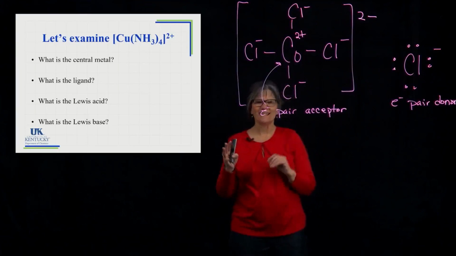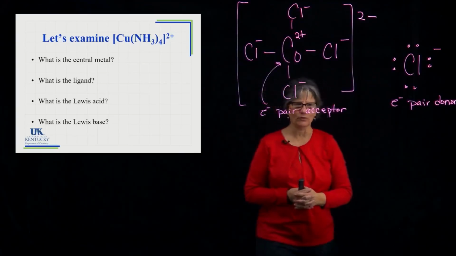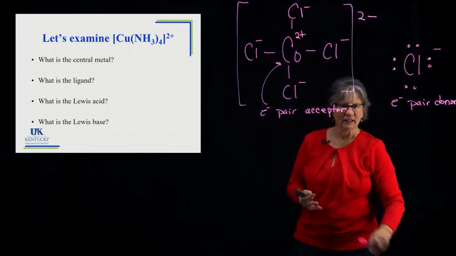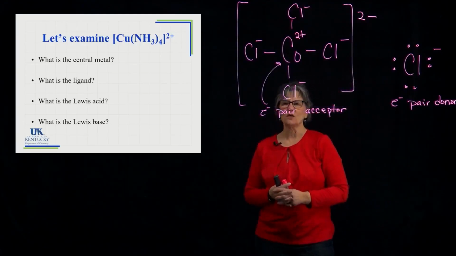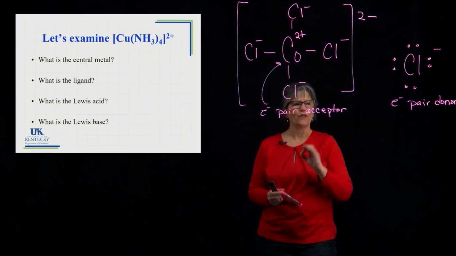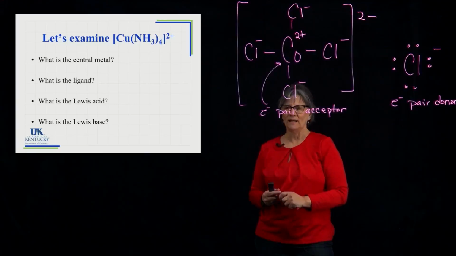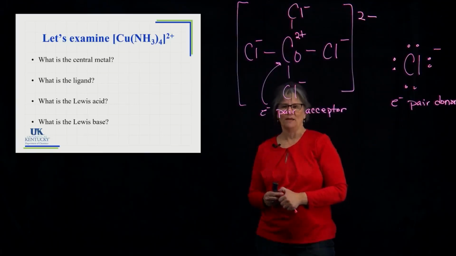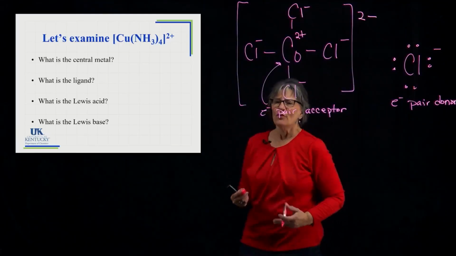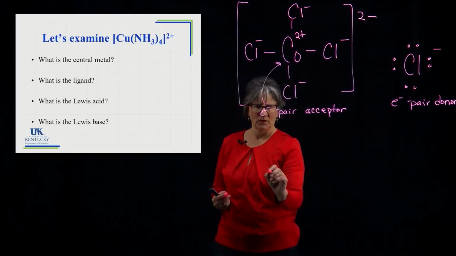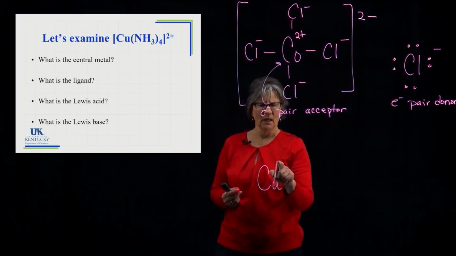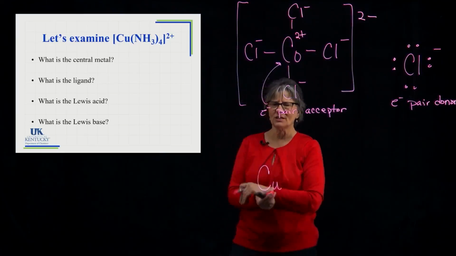So we're going to examine this complex ion right here. Let's just talk through each of these questions. What would be the central metal? Well, think about it, not just what it is. Obviously, it's going to be copper. It's the only metal in there. But what would its charge be? Okay, so we've got our copper. Let's put that. That's our central metal. Let's ponder that charge here in just a little bit.